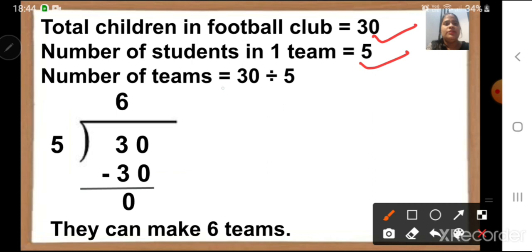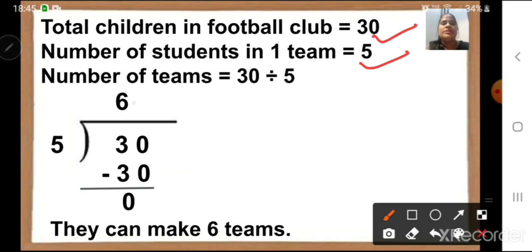The third statement will be what we need to find out. What we need to find out? Number of teams. Correct? That is 30 divided by 5. So we will do it with long division method. Now make the bracket. Put the dividend 30 divided by 5. Okay. Now 3 is smaller than 5. The first number is 3, which is smaller than our divisor 5. So we will take both the numbers together, which is 30. When 30 will come in 5's table, it is 5 6s are 30.